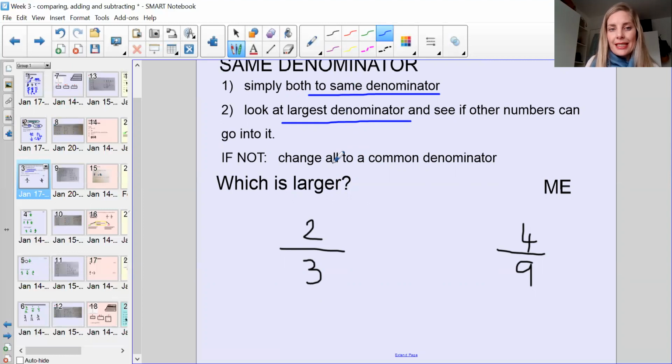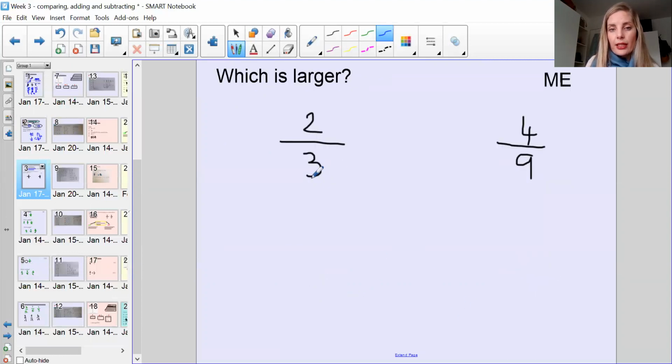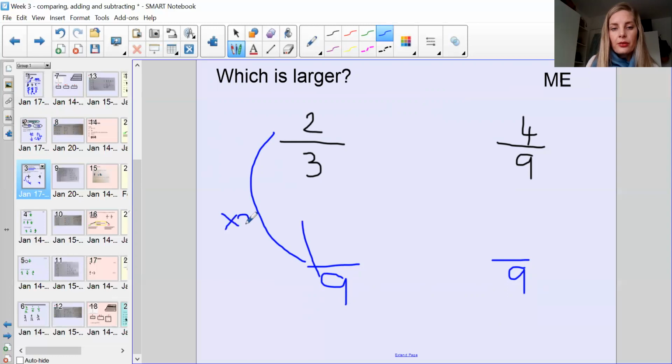So we're going to follow these 3 steps, and then we're going to decide what we're going to do to work this out. Right. So for starters, we're going to look at the biggest number. First of all, they are not the same denominators. So we're going to look at the number that's bigger, which is 9. Can 3 go into 9? Yes, it can. So I'm going to leave that as 9. I'm going to make this an equivalent fraction. So what did I do to the 3 to get 9? I multiplied it by 3.